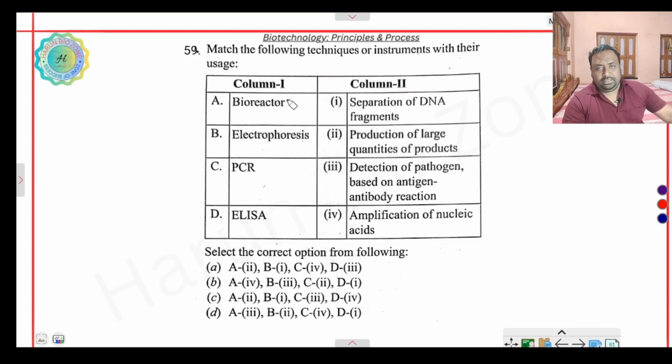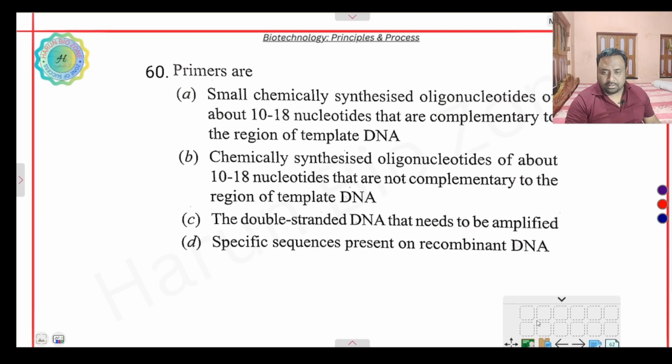The bioreactor is for the production of a large quantity of product, a large tank where the product is produced. Electrophoresis, separation of DNA fragments. PCR is amplification of nucleic acid. ELISA is detection of pathogens based on antigen-antibody reaction. So here the right option is A2, B1, C4 and D3. This one. Clear?